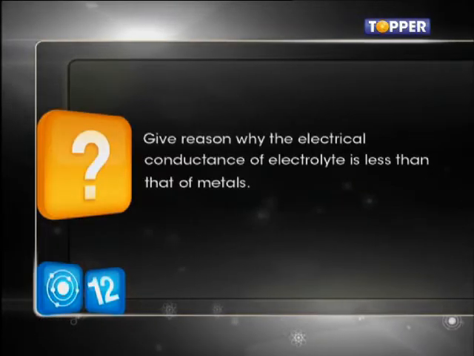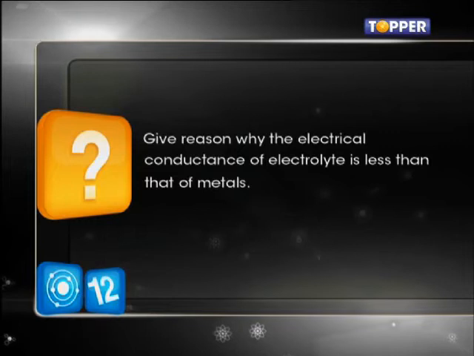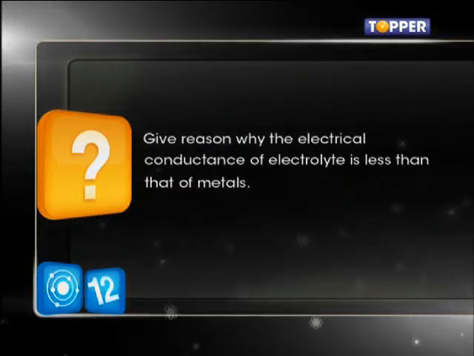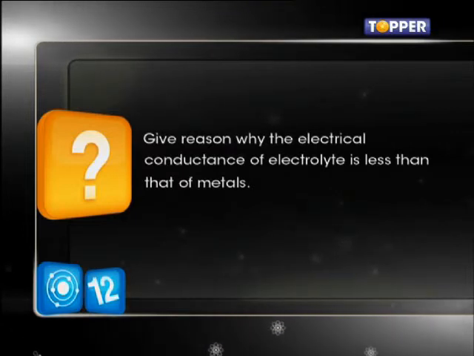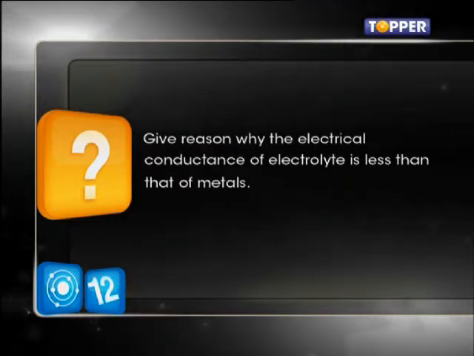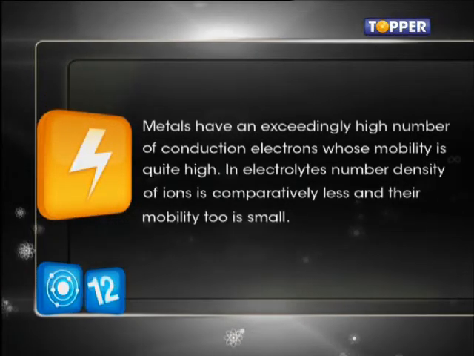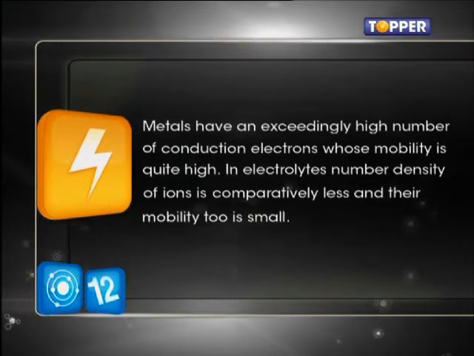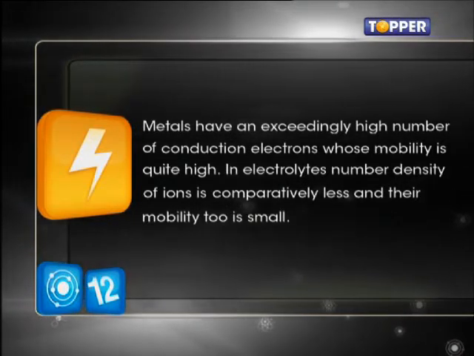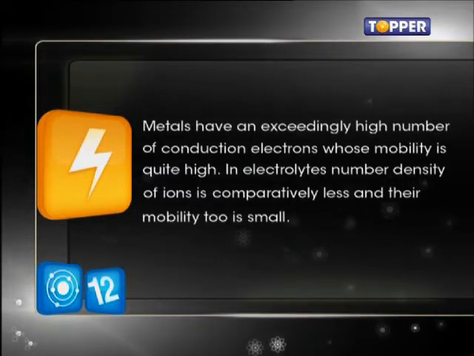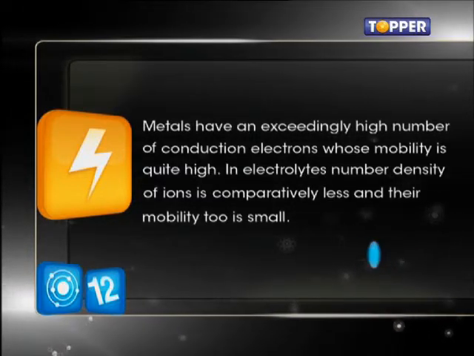Before we slipped into the break, I asked you a question. You were required to give reason for why the electrical conductance of electrolyte is less than that of metals. As we know, metals have an exceedingly high number of conduction electrons whose mobility is quite high. In electrolytes, the number density of ions is comparatively less and their mobility too is small.